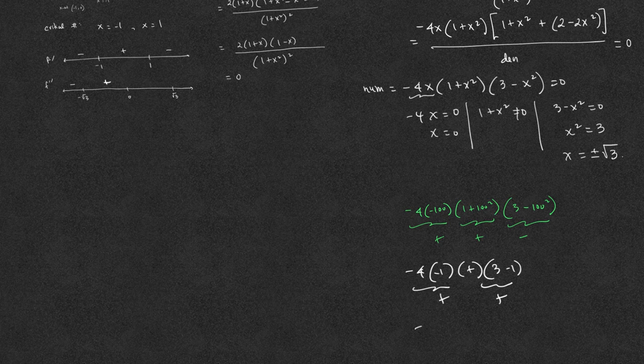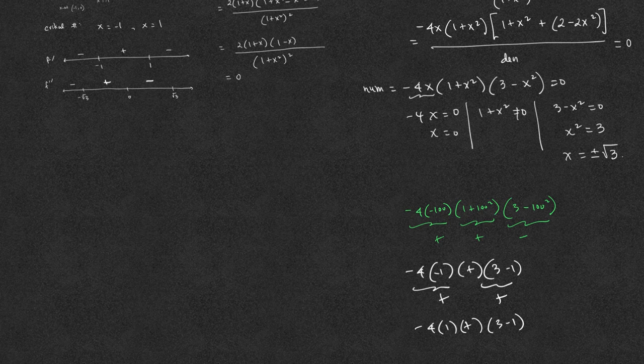If we plug in 1, which is a number from 0 to root 3, into the second derivative, we will see that this is a negative times a positive. So f double prime is negative from 0 to root 3.